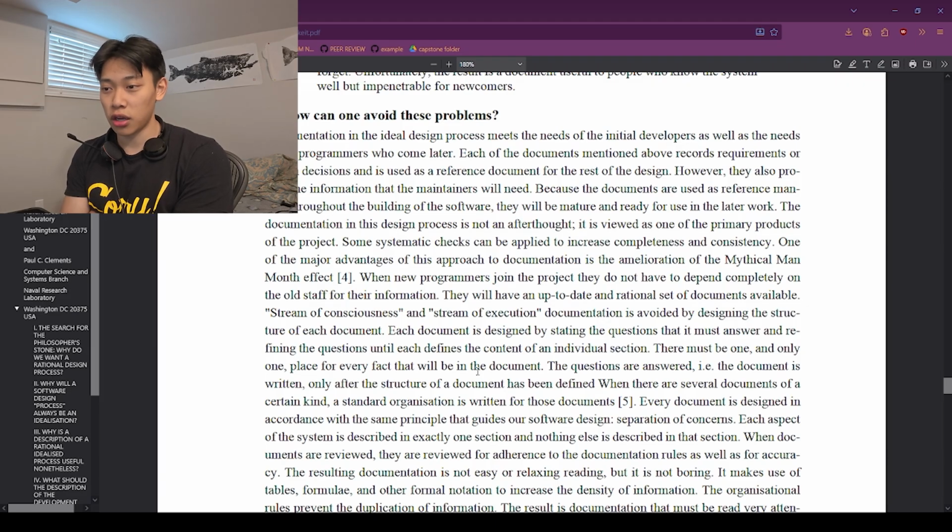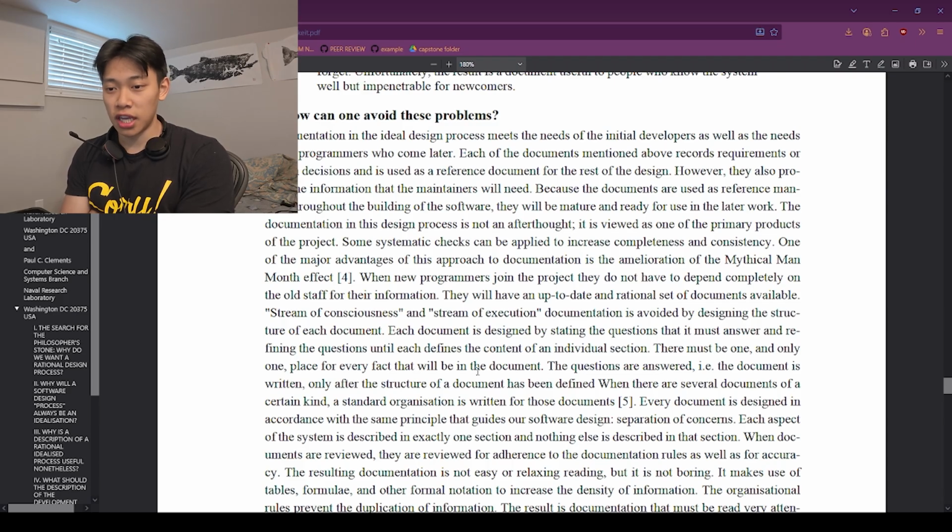When there are several documents of a certain kind, a standard organization is written for those documents. Every document is designed in accordance with the same principle that guides our software, separation of concerns. Each aspect of the system is described in exactly one section, and nothing else is described in that section. When documents are reviewed, they are reviewed for adherence to the documentation rules as well as accuracy.